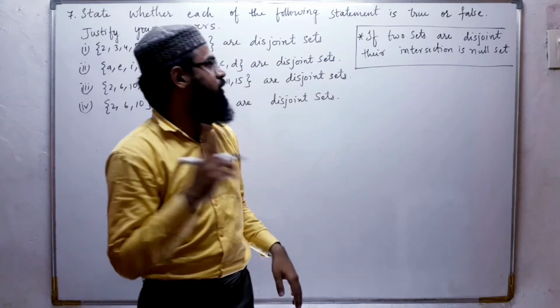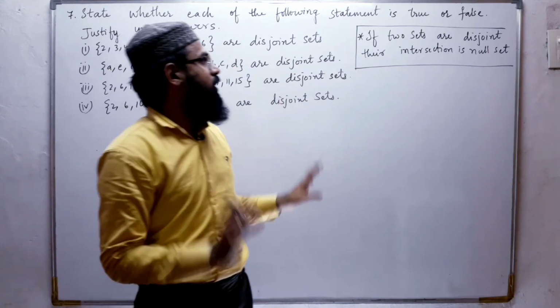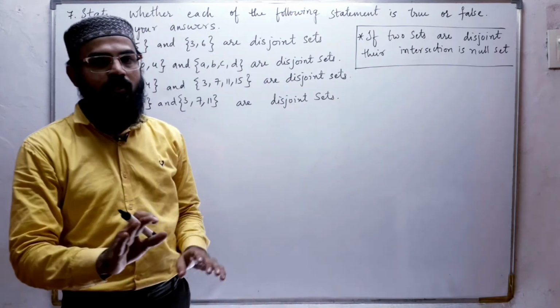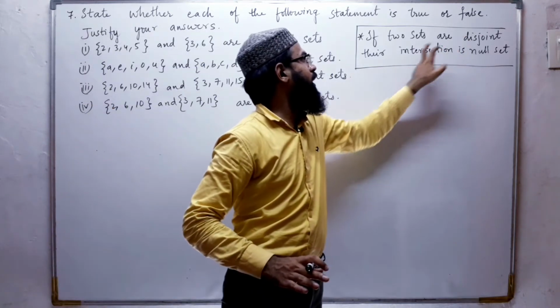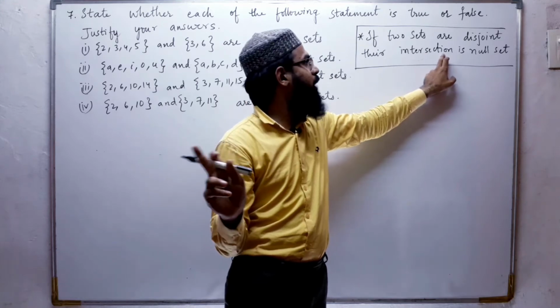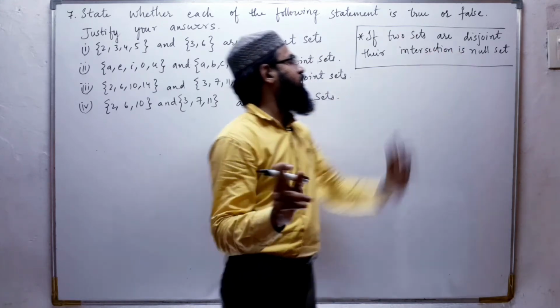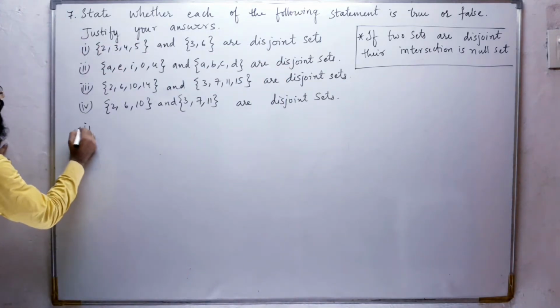If two sets are disjoint, that means they will not have anything in common. That means their intersection will be the null set. Null set means there is no element. So if two sets are disjoint, then there is no element the same between these two sets, so the intersection is a null set. So let us start. Let us solve the first bit.